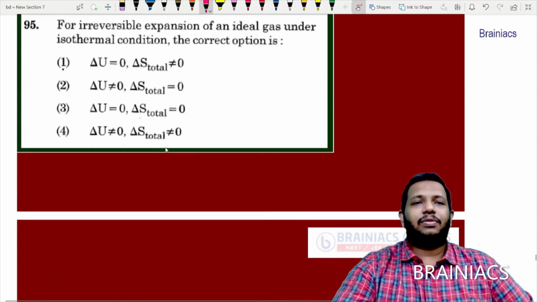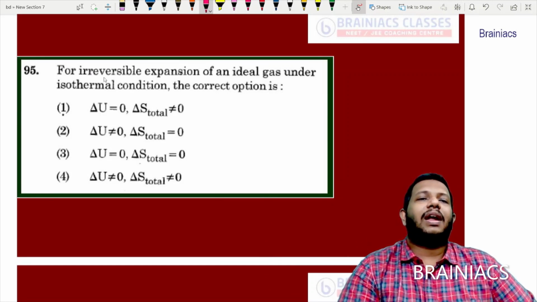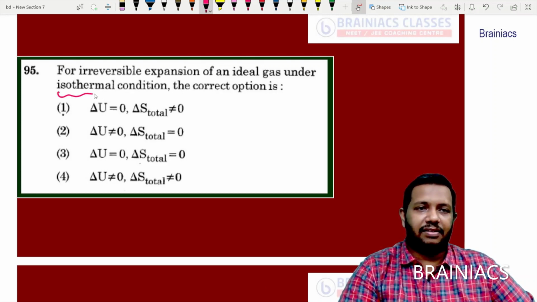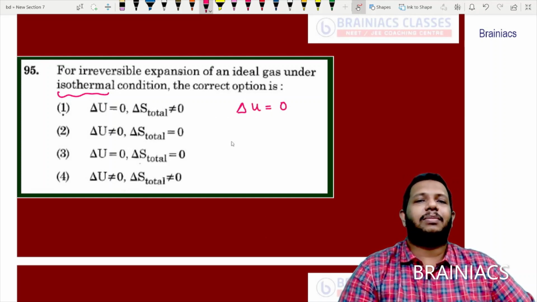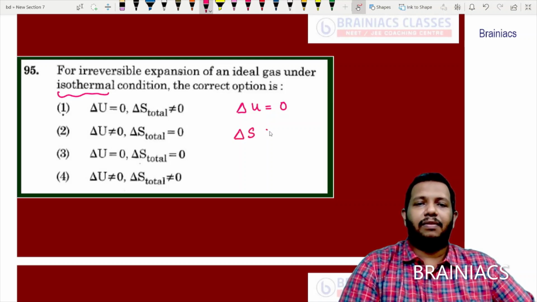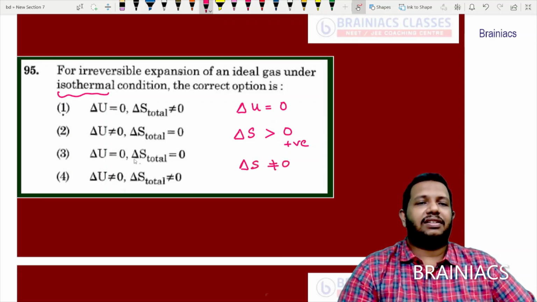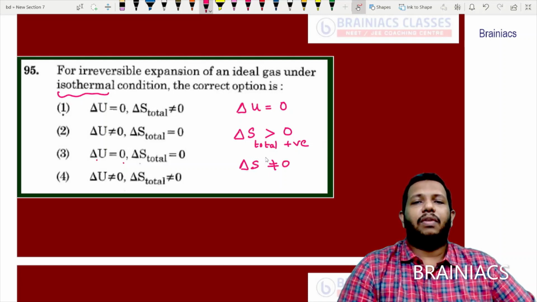Now, the next question is from the chapter thermodynamics. I was expecting a question from thermodynamics. So they are telling, for an irreversible expansion of an ideal gas under isothermal condition. Since it is isothermal condition, I can easily say delta U will be equal to 0. And since it is irreversible expansion, we know that entropy will always be positive in nature, or I can say delta S will not be equal to 0. So what is that condition? Delta U equal to 0 and delta S total will not be equal to 0.